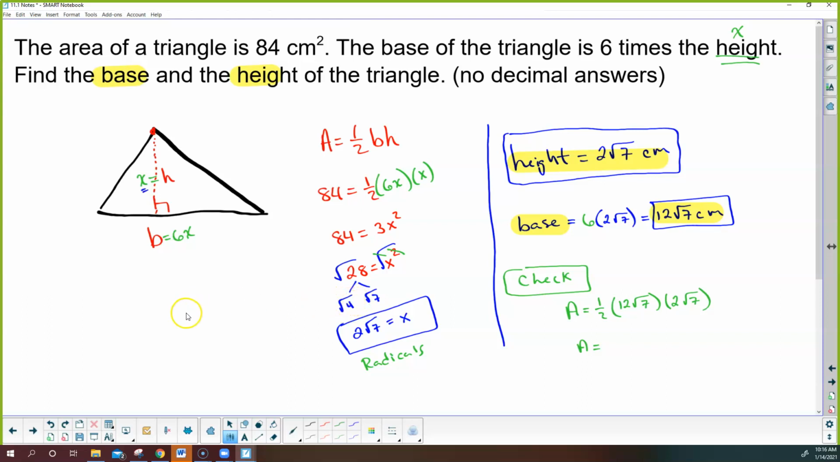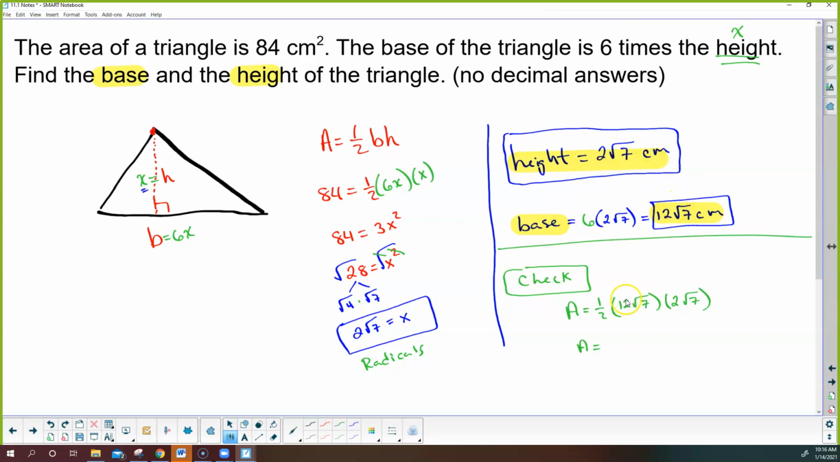So we have the numbers 1, 4, 9, 16, 25, 36, 49. We're looking for those perfect squares, and 4 was the largest perfect square that went into 28. So I just rewrote the square root of 28 as square root of 4 times square root of 7. And then the square root of 4 is 2, and the square root of 7 can't be broken down. So now I have my answers, right?